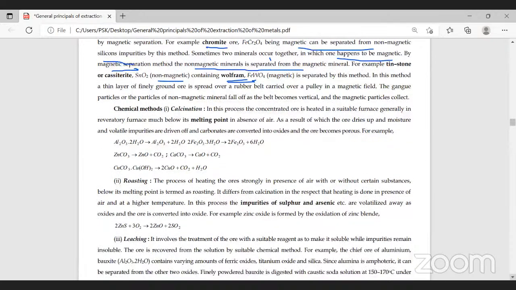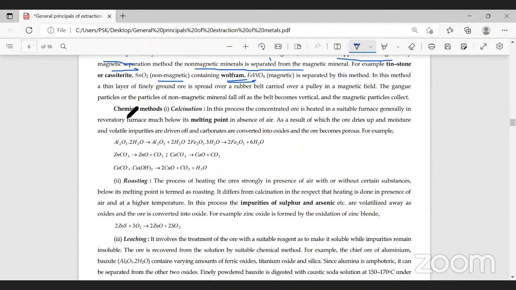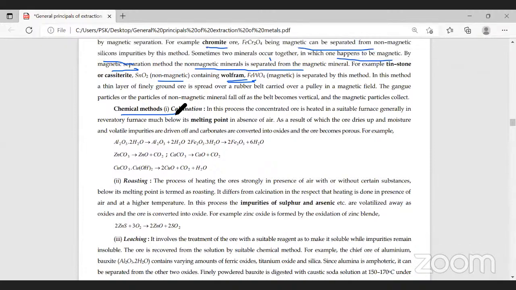The last method of concentration is the chemical method. So these three methods that we learned, gravity-based separation, froth flotation, and magnetic-based separation, are physical methods, because there is no chemical reaction taking place. Now, we have the chemical method. In chemical methods, the first one is calcination, the other one is roasting. Calcination and roasting we will learn later.